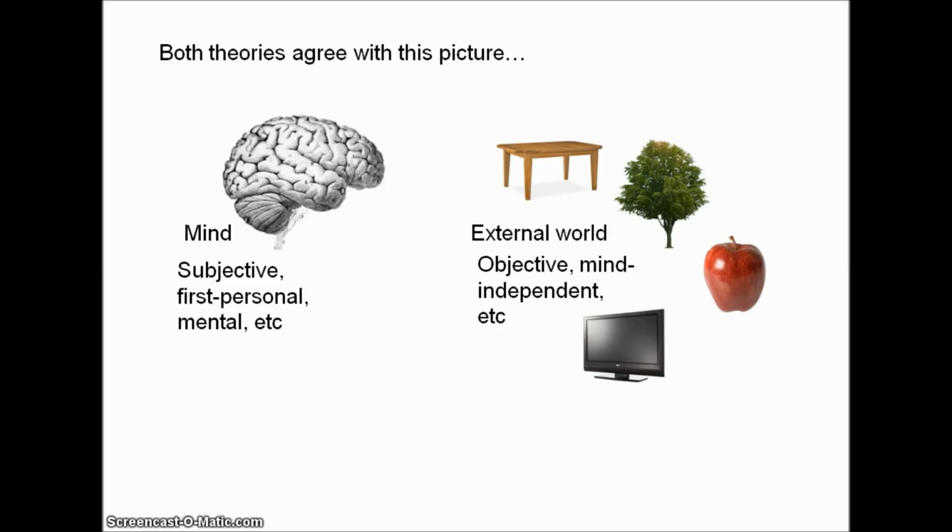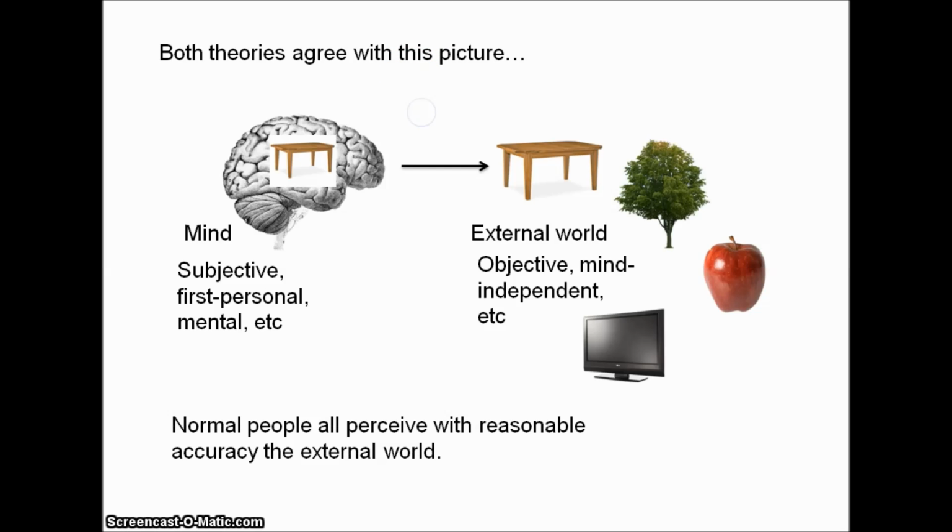The external world is pretty much as it seems to be. So suppose that normal perceivers under normal conditions can see and feel a table in a room. Well, that's because there really is a table in that room, and the table and the room are both mind independent. So, according to both theories, we have our minds which perceive with reasonable accuracy the mind-independent external world.